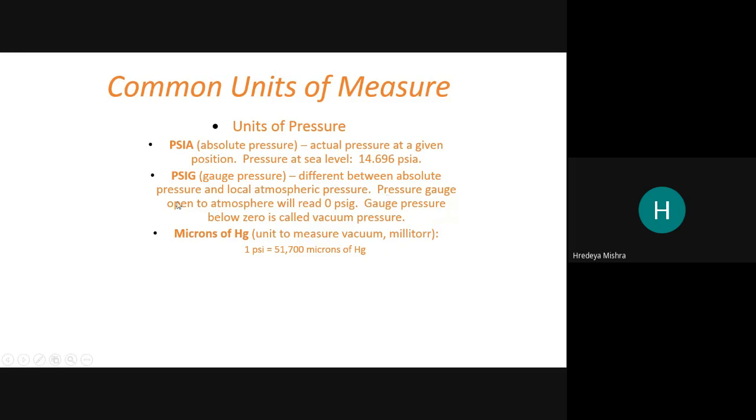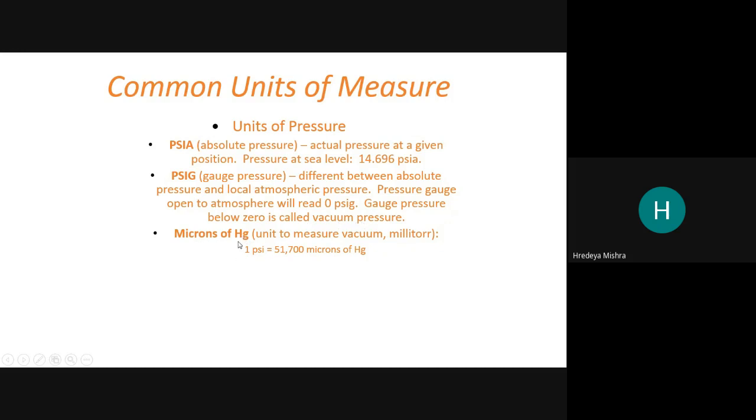It is the difference between absolute pressure and local atmospheric pressure. A pressure gauge open to atmospheric pressure will read 0 psig. Gauge pressure below 0 is called vacuum pressure.